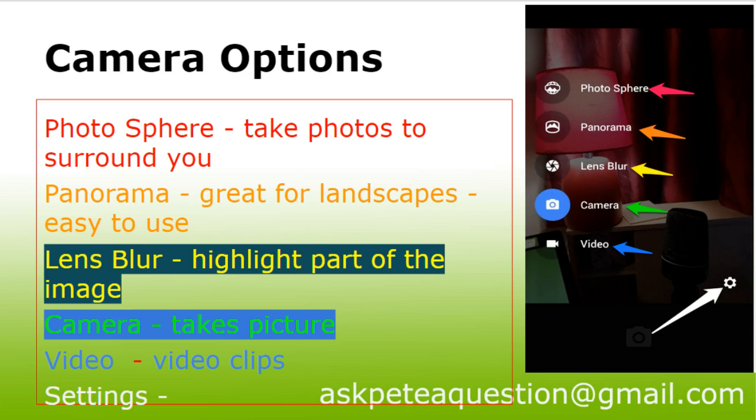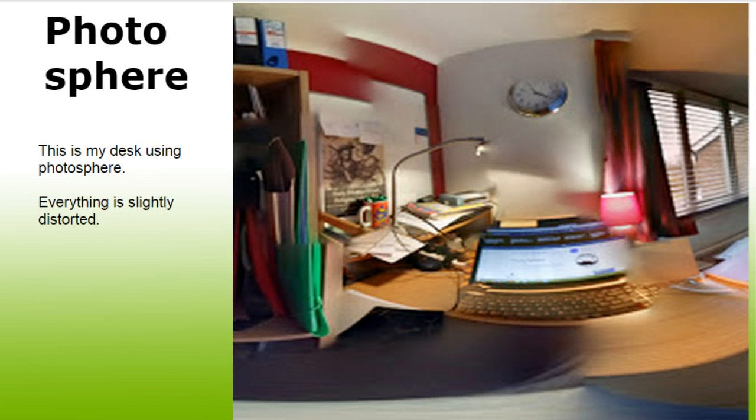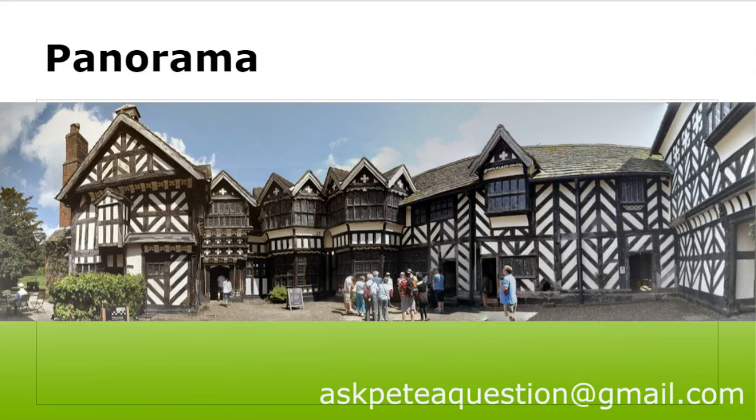And finally, we've got the video that allows us to take video clips. Let's just have a quick look at the settings. Here's an example of a photosphere. So this is my desk. As you can see, it is a desk of a very busy person. So there's the teacup, there's my lights, there's the clock, and there's my laptop sat in front of me as I'm working away. There's a panorama shot.